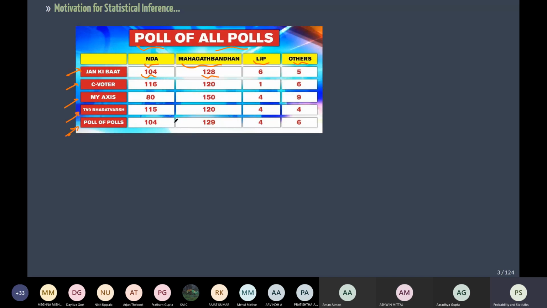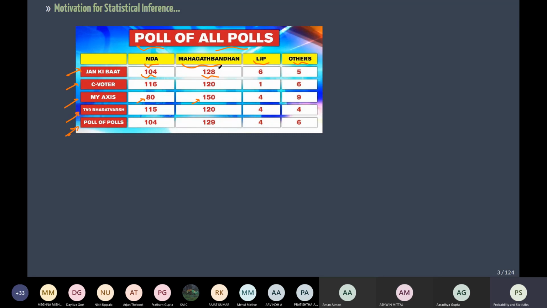Sometimes we see quite a big variation here. It's only 80 and then 50, 150 for this party and so on.